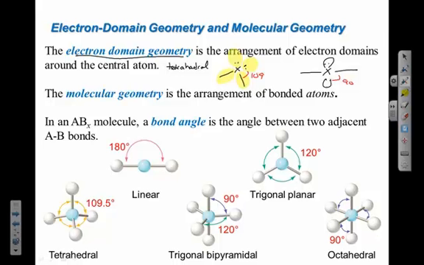Then I can look at the molecular geometry, which is usually ultimately what we're using to describe the shape of the molecule. I can say, well, the molecular geometry is really just where the atoms are located and what type of shape that creates. So if the atoms are located in a straight line, the molecular geometry would be linear. If they're located here at an angle, then the molecular geometry would be bent or angular. There's a huge difference.